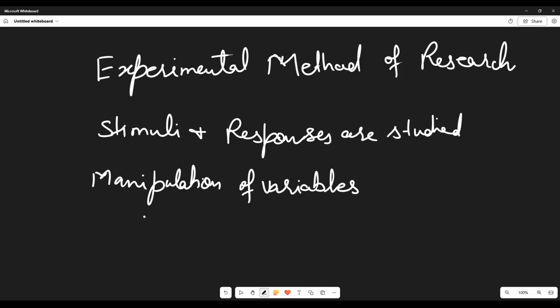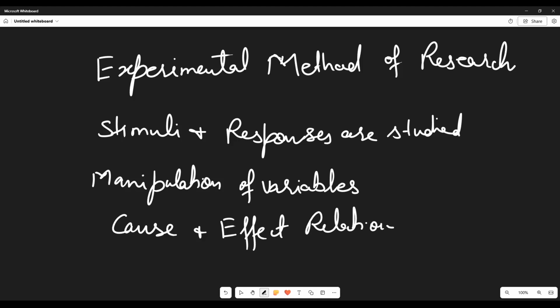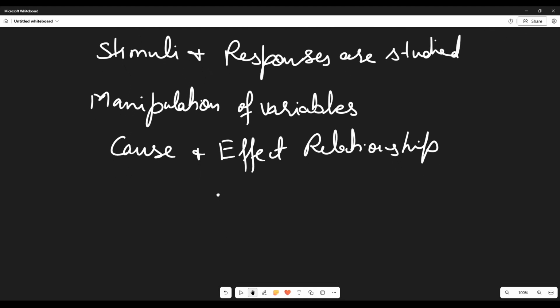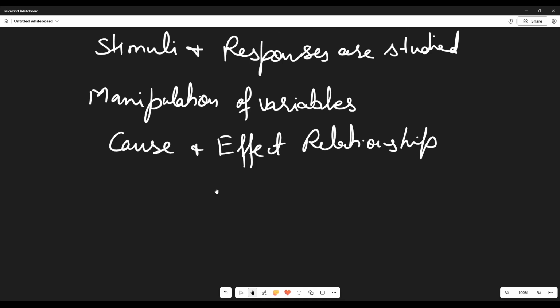So the basic concept that we have to understand in an experiment is the cause and effect relationship. For example, clouds are cause and rain is effect. Injury is a cause and pain is effect. The relationship between the two is studied in an experiment.